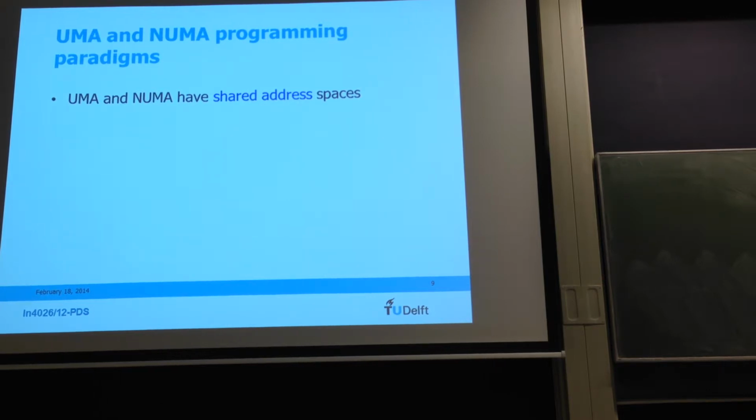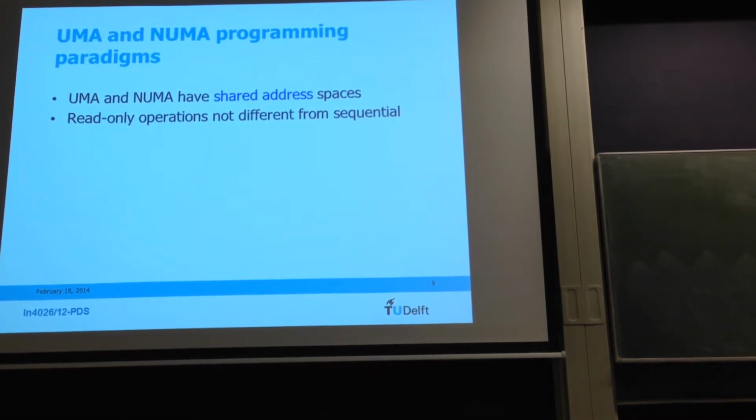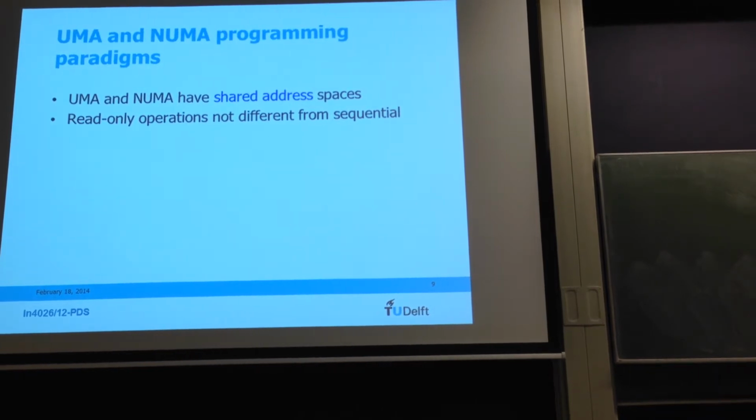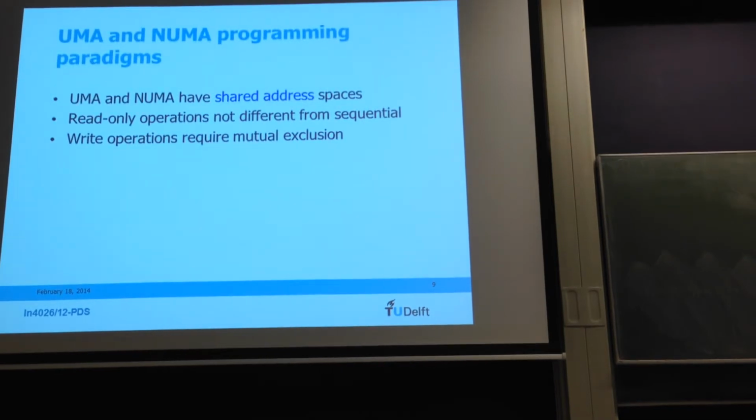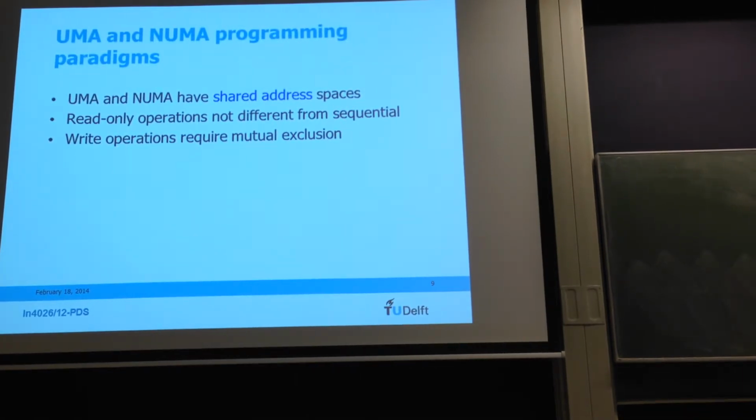Both UMA and NUMA have in common that they have a so-called shared memory address space, and that read operations are basically not different than if we would have a sequential processor. Write operations, on the other hand, need some form of mutual exclusion, because you might have conflicts of two or more processors wanting to write at the same memory location at the same time.